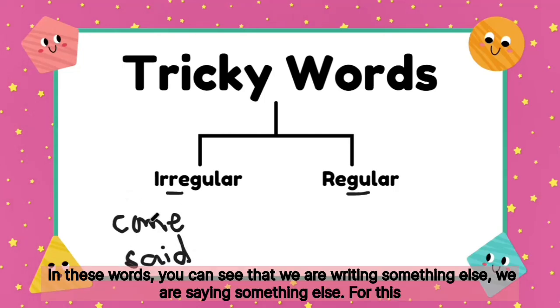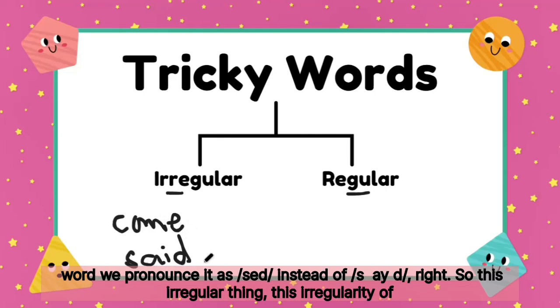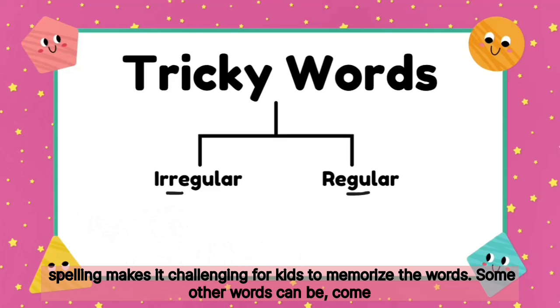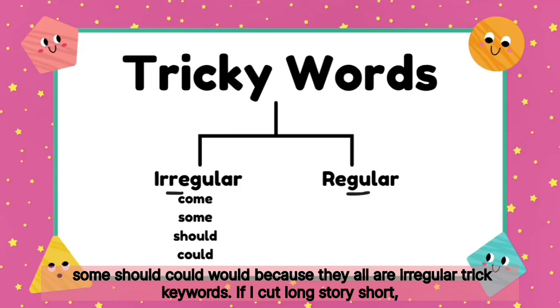In these words, you can see that we are writing something else, we are saying something else. For this word, we pronounce it as said instead of sayed, right? So this irregularity of spelling makes it more challenging for kids to memorize the words. Some other words can be some, should, could, would, because they all are irregular tricky words.